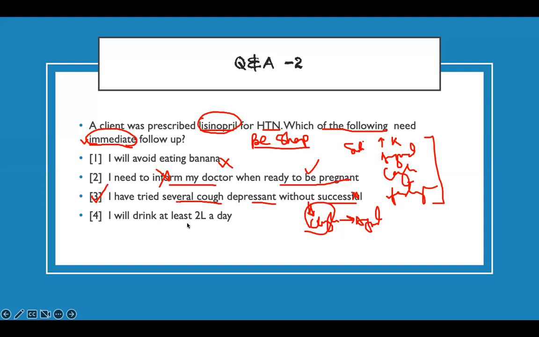I will drink at least 2 liters of water a day. Why? In the early stage of lisinopril, you can have renal insufficiency. Therefore, they should drink a lot of water. So I'm not worried about it. This one, I'm being sharp. Why? Because this is an airway problem. And that is a prioritization, airway problem. So I have to be sharp. Therefore, this is my right answer. All the others, I'm not being sharp. So that's good.